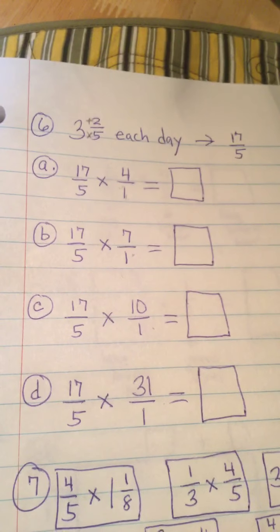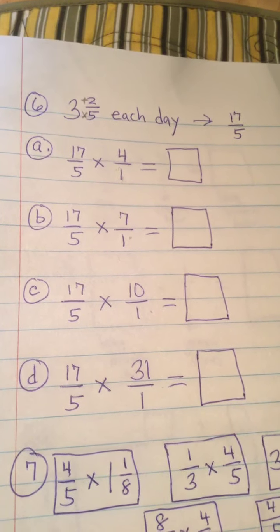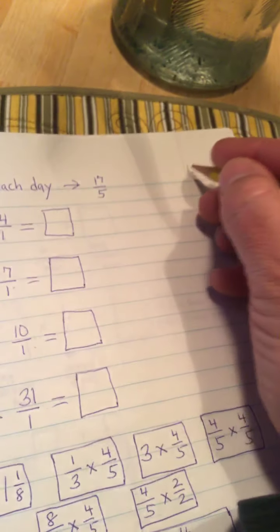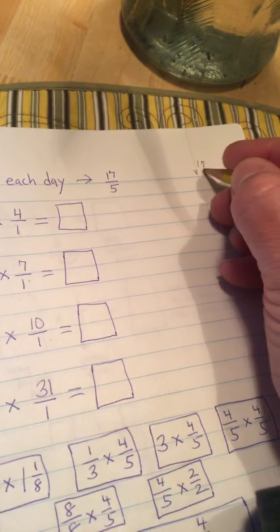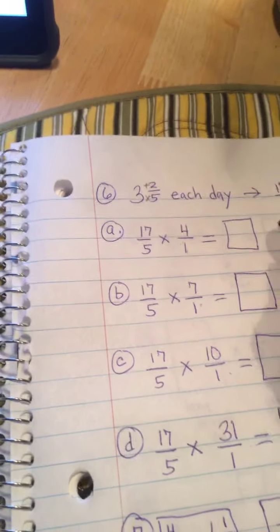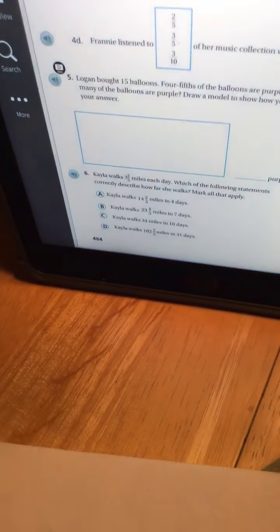All right, so 17/5 times 4 over 1. So I would have to do 17 times 4 on the side. So somewhere over here, I would do 17 times 4. 68. So I'm going to get 68 over 5. Now when I get 68/5, that does not match what they tell me there. They're giving it to me as a mixed number. So that means I have to divide it.